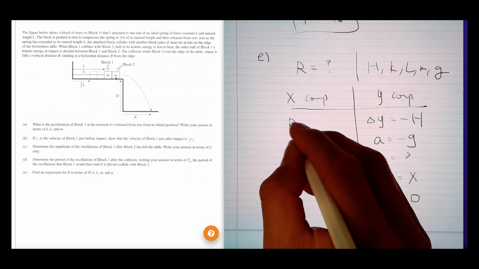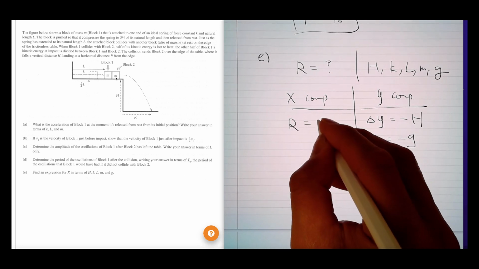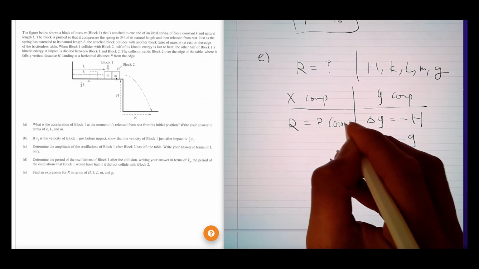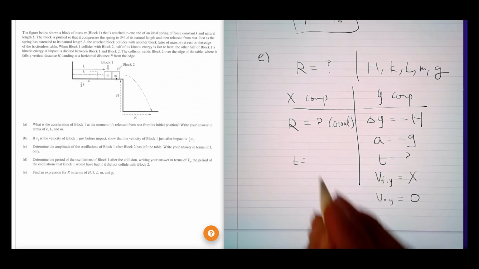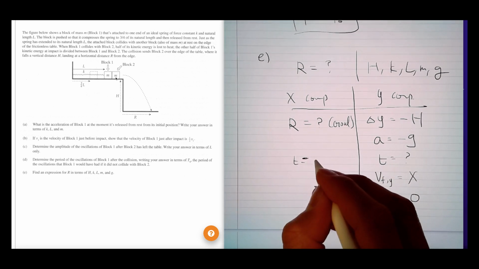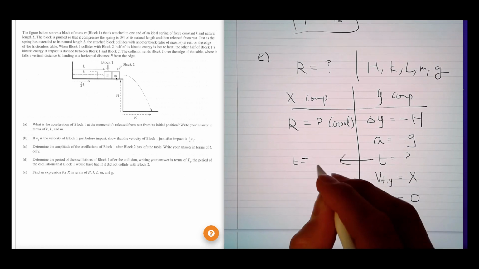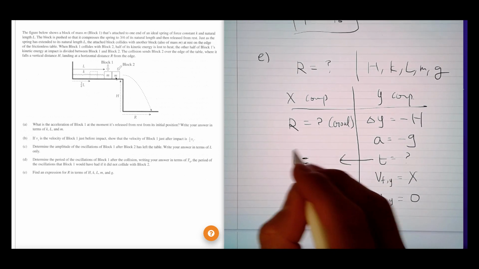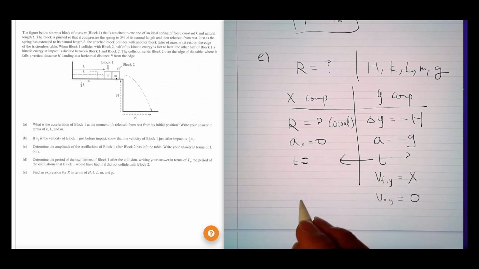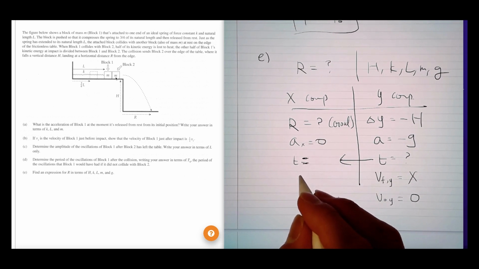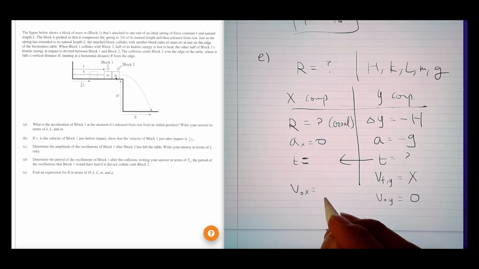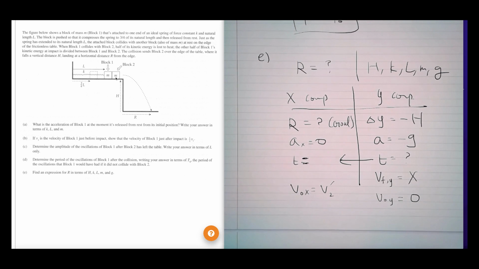And for the X components, we have R. Okay, we are looking for this. This is our goal. And time in both the x component and y component will be equal. So if you get this t, we're going to plug it in here. Acceleration in the x direction should be 0 because there's no gravity horizontally. And the final velocity, not interested. Initial velocity in the x is going to be the b prime 2 after the collision, the speed at which block 2 was moving.